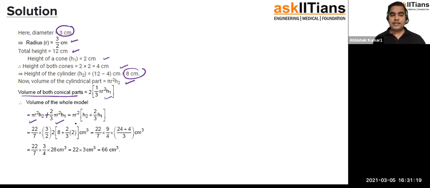Okay, 2 by 3 times pi r square h means that we are representing the volume of both the cones. They have taken pi r square h. After that, they substituted the different values here, and thereafter you just need to simplify it. If your simplification and the calculation part is correct, you will certainly get the answer to this problem.